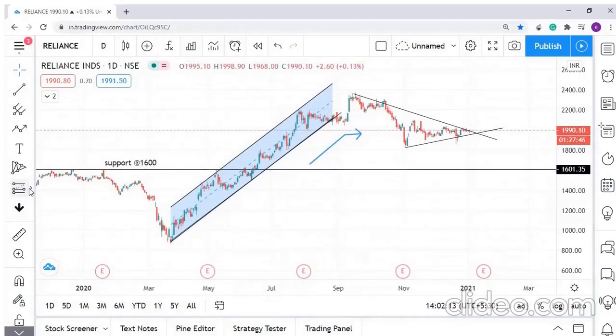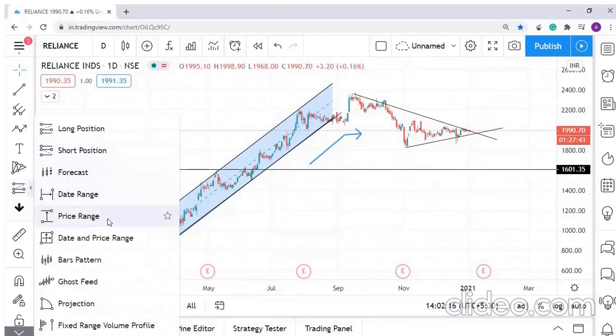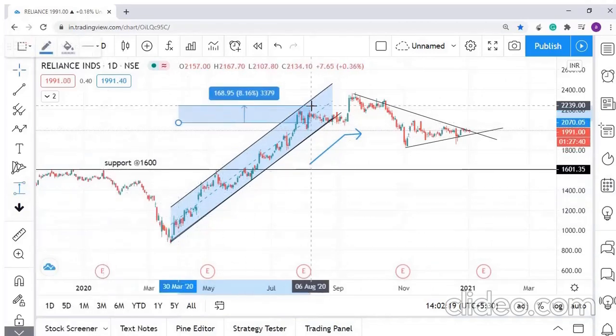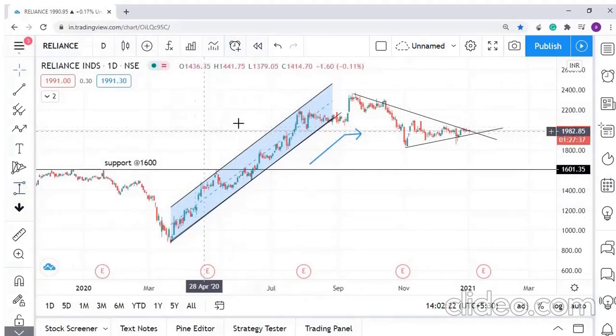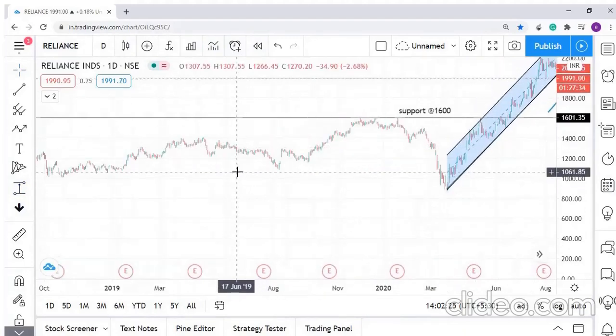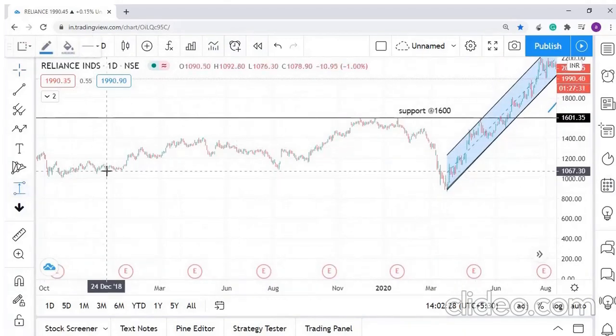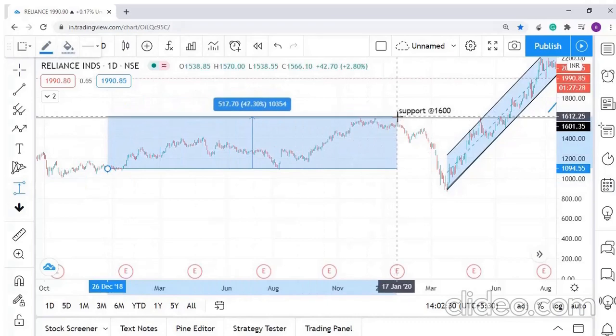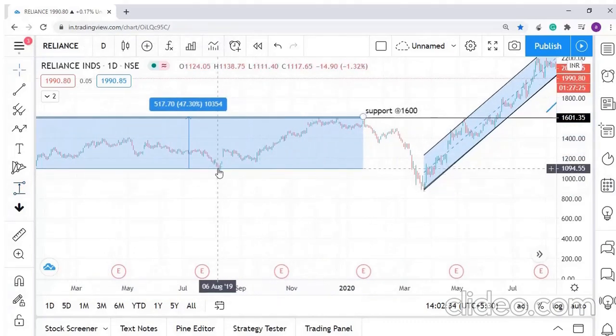So that's it. Another tool I'm going to use is the price range. Price range is used for measuring, like a basic calculator kind of thing. You want to go from here. Okay, so you can see the price difference from here to here is 517 rupees, 47%.